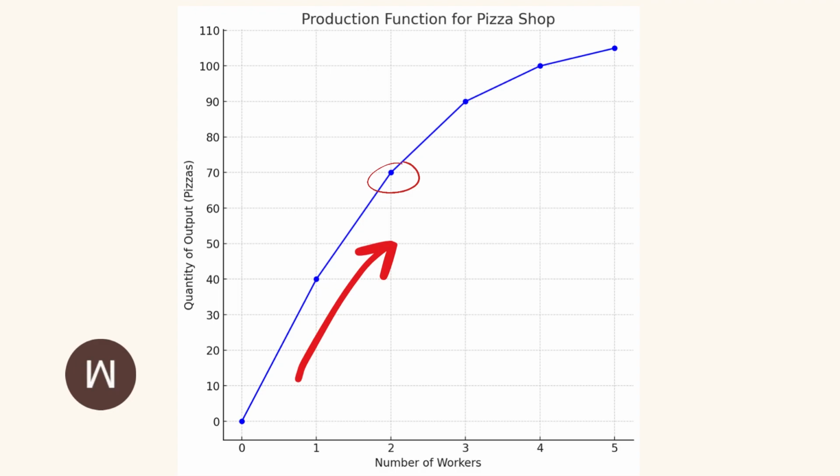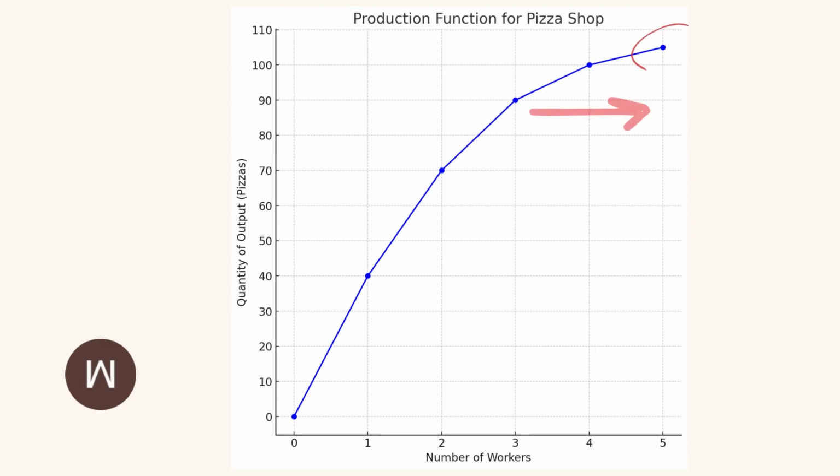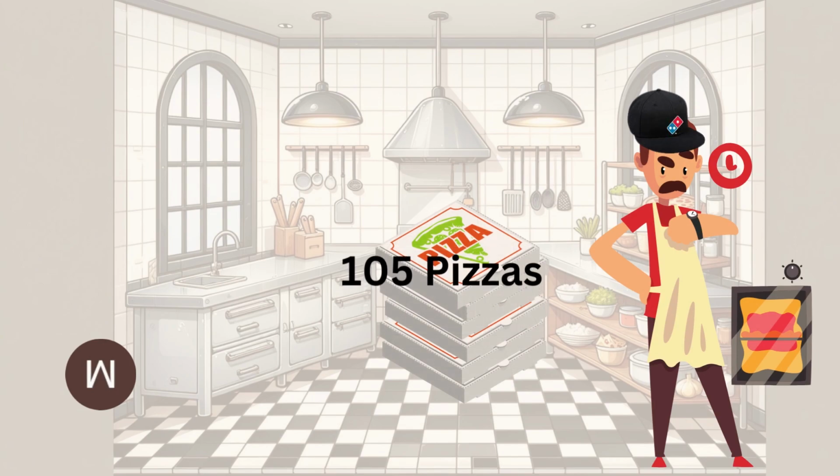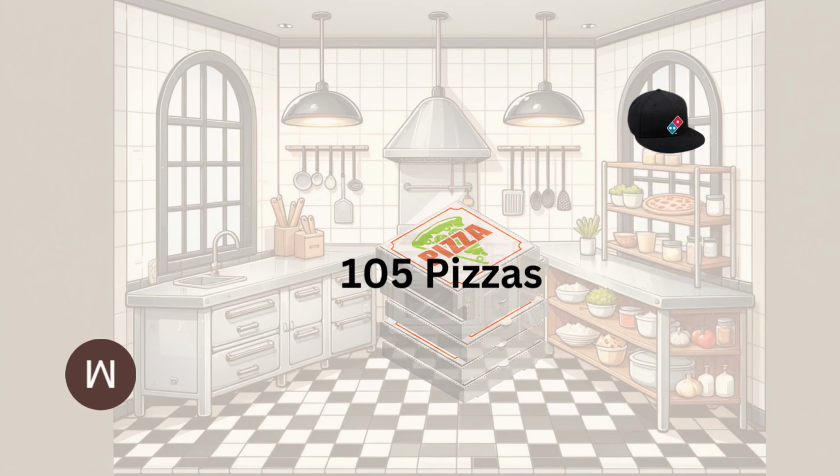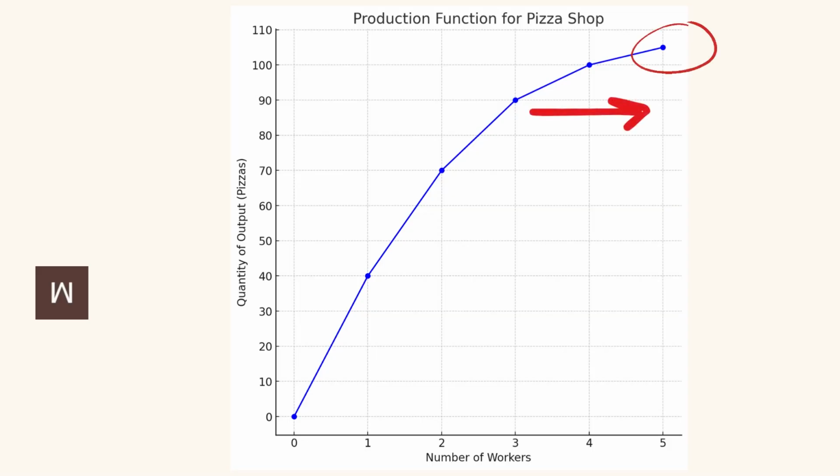The initial slope of the line is steep, indicating the first few workers contribute significantly to the output. However, the curve flattens later. This flattening of the curve is where the fixed inputs like the oven and kitchen space limit the capacity for additional workers. The point at which the slope begins to flatten significantly is where the law of diminishing marginal product becomes evident.